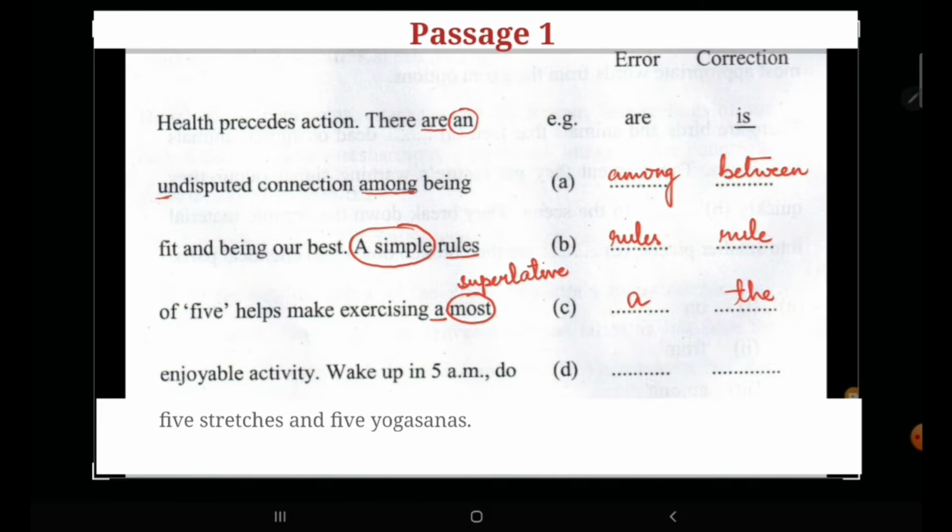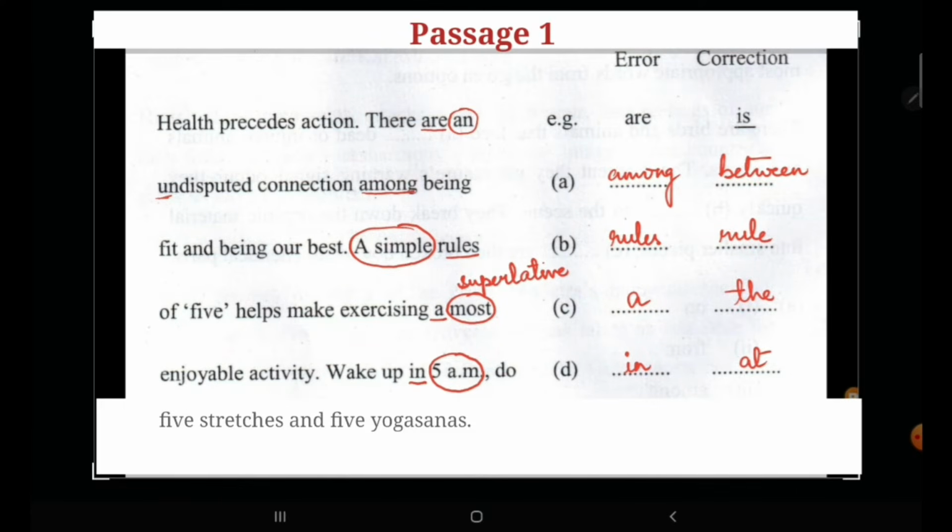The most enjoyable activity, wake up in 5 a.m. Now you can see there's a time here, and I had told you with time we use the preposition at. Therefore in is a wrong word and the correct word will be at. Do 5 stretches and 5 yogasanas.